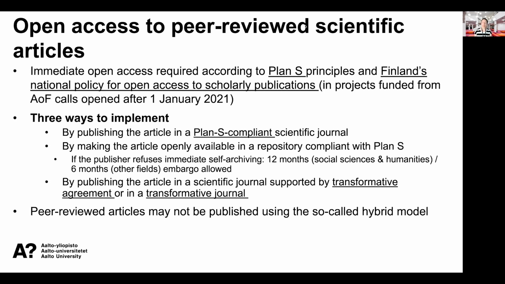And the third way to publish the article in the way the Academy of Finland wants it is to publish it in a scientific journal supported by a transformative agreement or in a transformative journal. And transformative agreements here refer to agreements between publishers that are committed to promoting immediate open access and a representative of a scientific community, for example, the Finelib Consortium in Finland, or a university. And there's one more requirement regarding peer-reviewed articles, namely they should not be published using the so-called hybrid model.